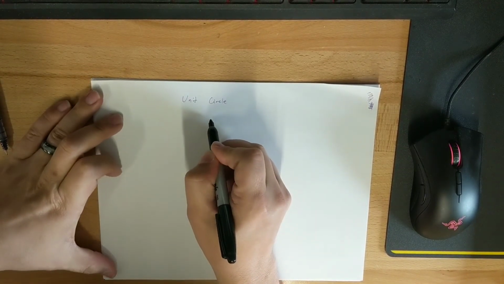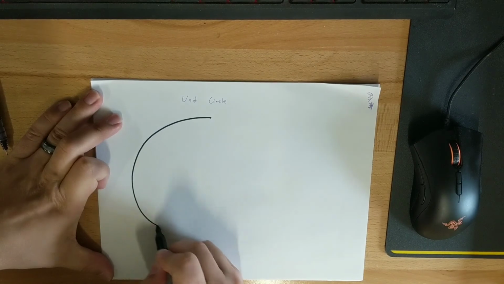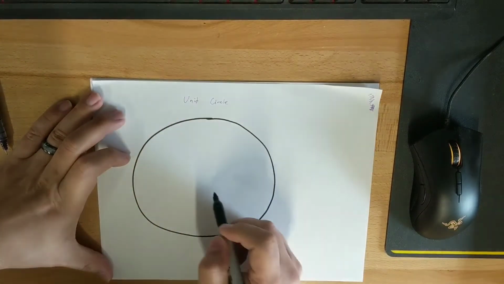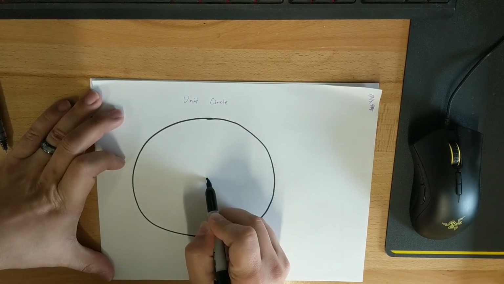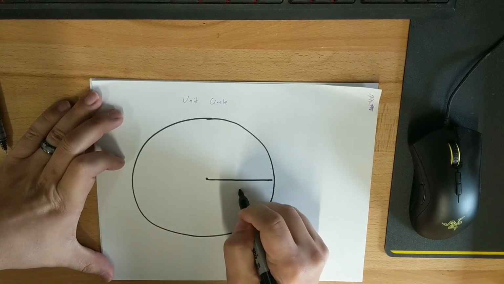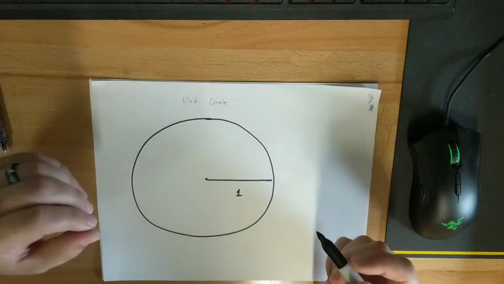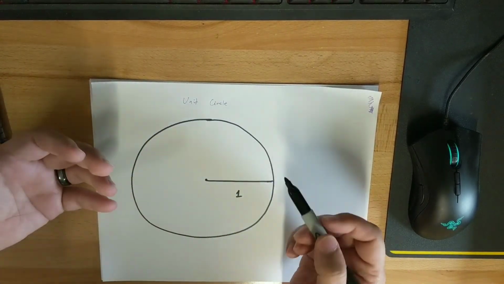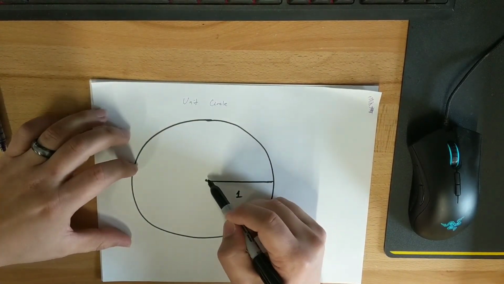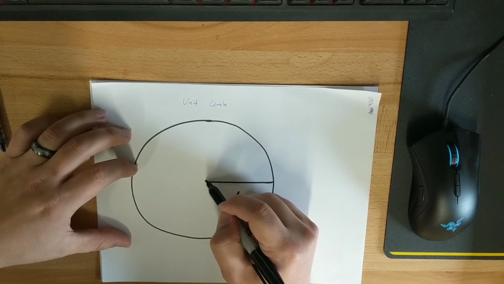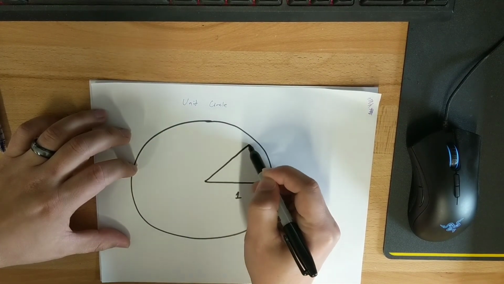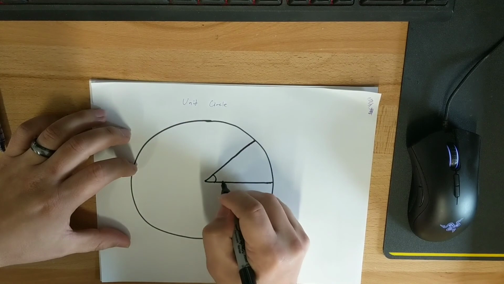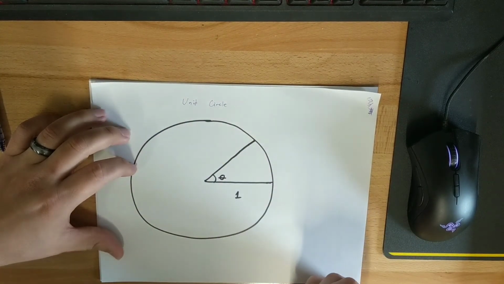So the idea is that if we have a circle, and we make that a circle with radius 1, or 1 unit, a unit circle, then some useful stuff happens when we look at points that are around the outside of the circle. So let's say that we draw ourselves this angle right here. It doesn't really matter. We're going to call this theta.